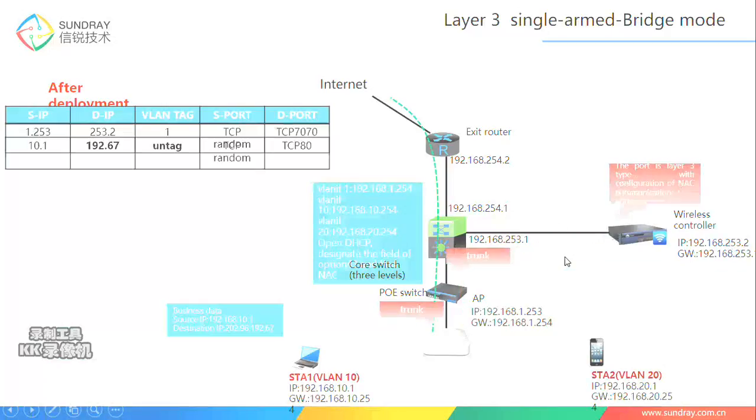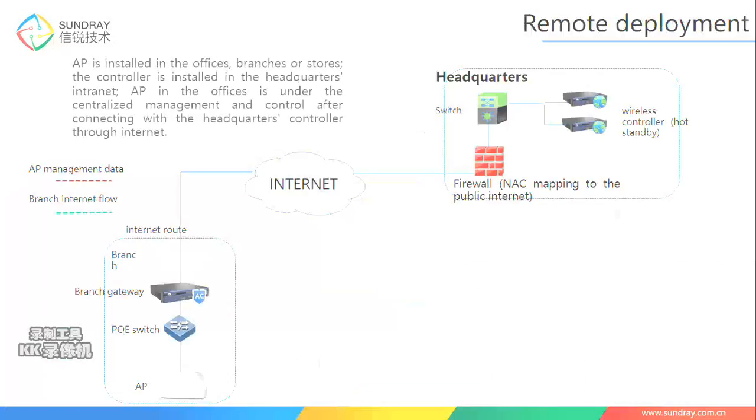Okay, so we go through this. And for remote deployment here, this is the headquarters, and for big projects with a lot of access points, we can deploy 2 controllers in the headquarters. One is active and the other is standby, so for HA. And in the headquarters, for the gateway, we do the port mapping to the controllers.